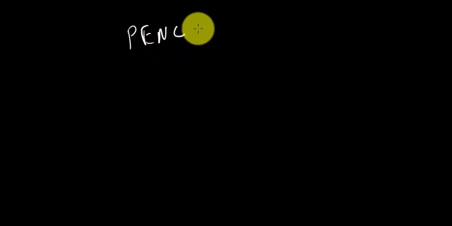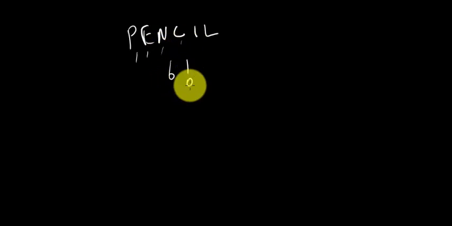What am I talking about? We have looked at questions like a word PENCIL. What are the different ways of arranging these letters taken all at a time? 1, 2, 3, 4, 5, 6. So it's 6 factorial, isn't it? That's what we said. Now, what about a word something like MEMO?